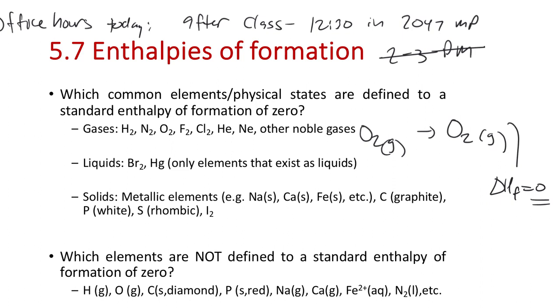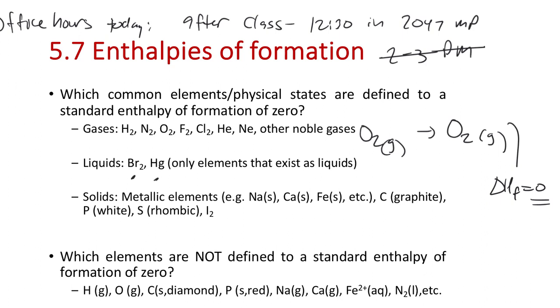And so the substances that are defined to have a 0 delta HF are things like H2, N2, O2, F2, Cl2, all the noble gases, so helium, neon, argon, krypton, those atomic gases. And so those are our gaseous elements. We have two liquid elements, Br2 liquid, mercury liquid.